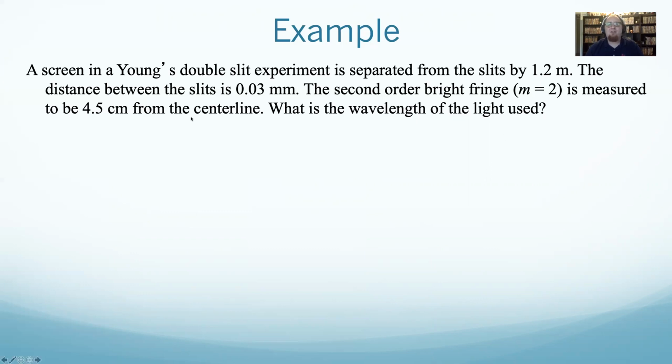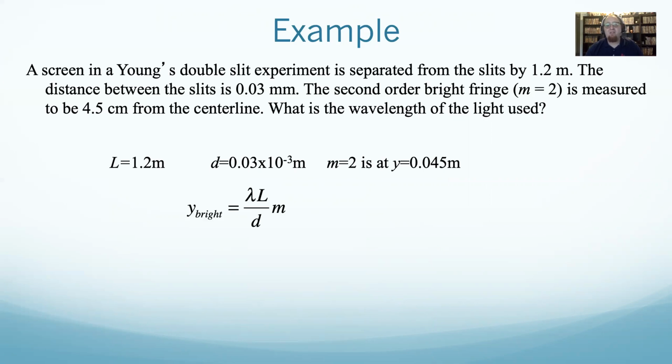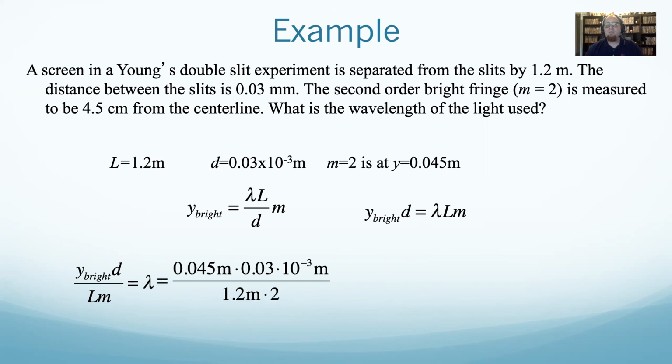Now, this was the second order bright fringe. Because it was a bright fringe, I'm going to use my bright equation. If I want to solve for the wavelength of light, I can multiply both sides by d and divide both sides by L m. By plugging in my values, I can get the wavelength of light. That's 5.625 times 10 to the negative 7th, but just for fun, I put that in nanometers: 562 nanometers. Let me think through. That's like an orangish color. No, wait, 565. No, that's red. That is red.